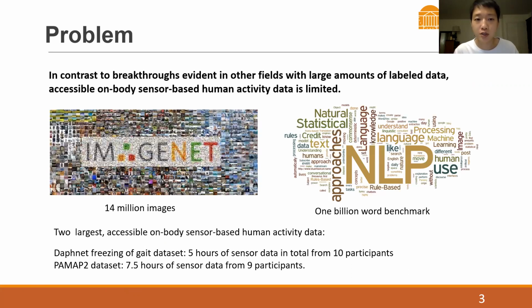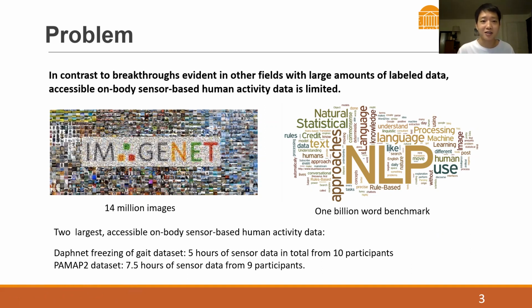However, in contrast to breakthrough evidence in other fields with large amounts of laboratory data, accessible on-body sensor-based HAR data is very limited. For example, computer vision has the ImageNet dataset. It has 14 million images. For NLP, they have a dataset called the 1 billion words benchmark. It literally has 1 billion words.